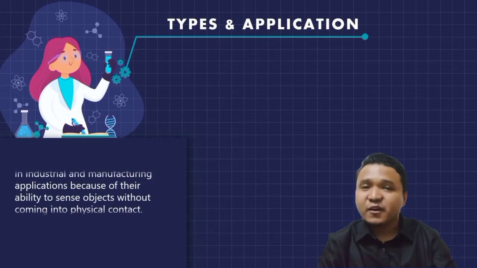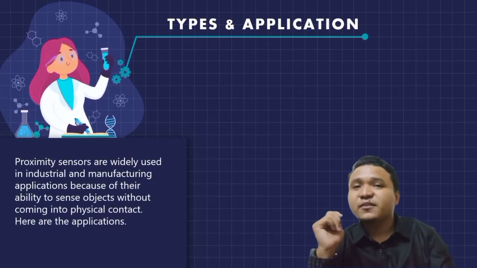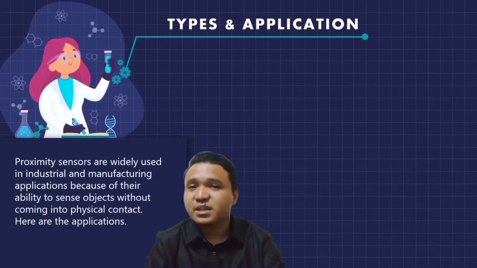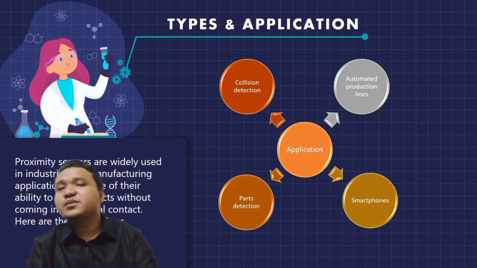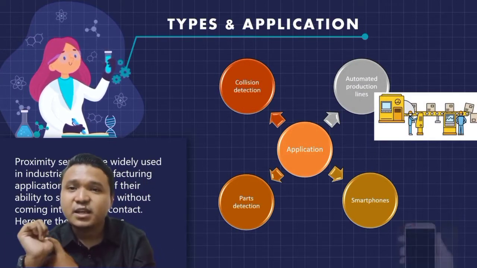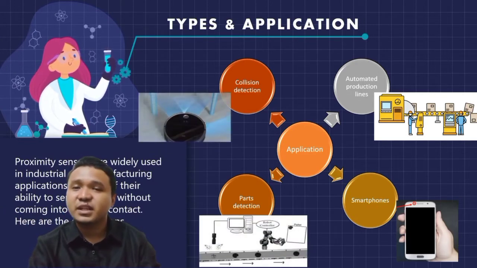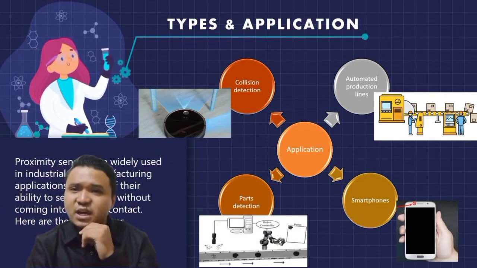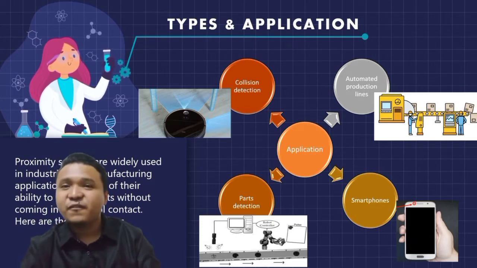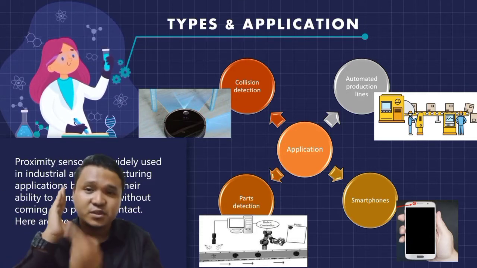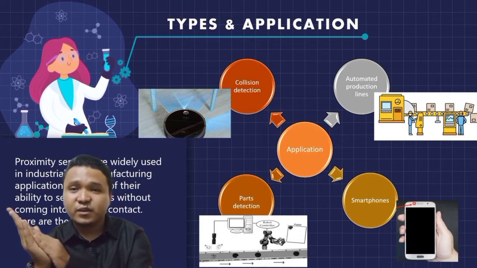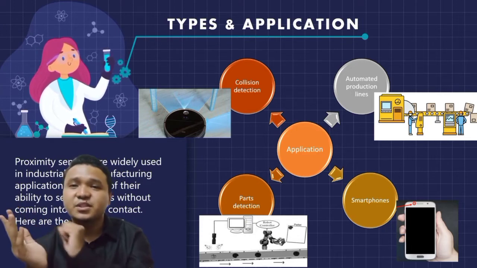If those are the types of proximity sensors, where can they be found? In our daily life, the proximity sensor is used in automatic production lines, smartphones, part detection in production lines, and also collision detection. Wait, what? Smartphones? How? Well, if you notice, every time you make a call and put your phone towards your ear, the screen will shut off to avoid any unintentional touch on the screen.